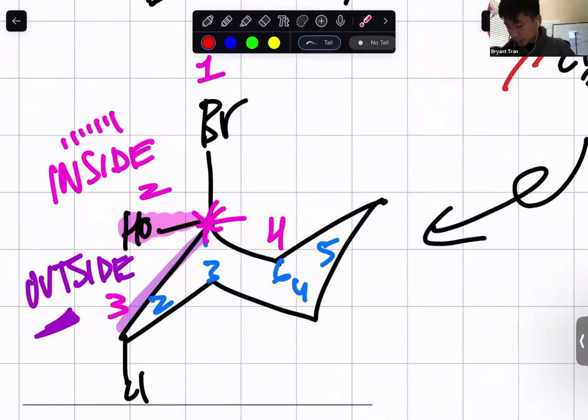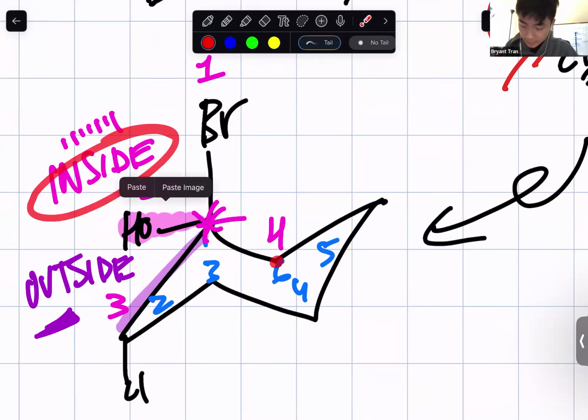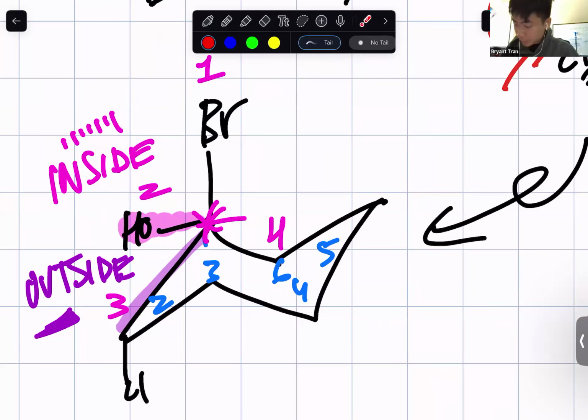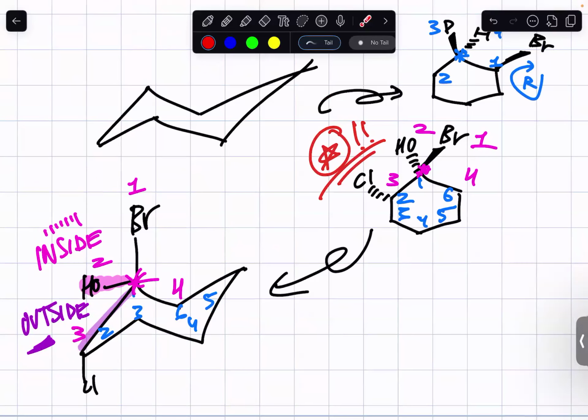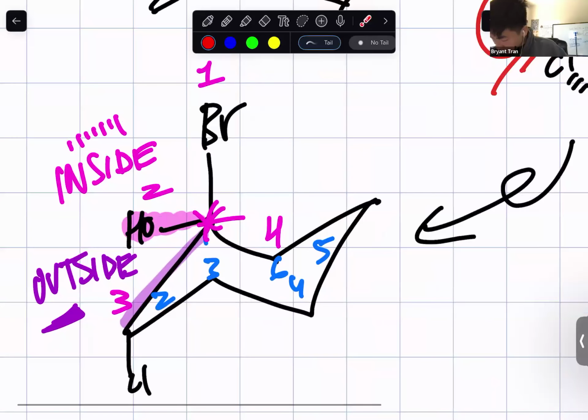Because we want the lowest priority group, 4 here, to be on the inside, the dash. But how would we rotate this to flip that? He considered it a simple molecule, without the hexagonal shape. He did the work with one carbon at a time.